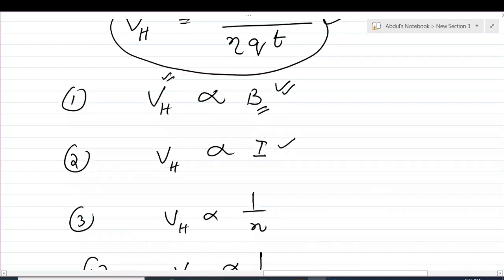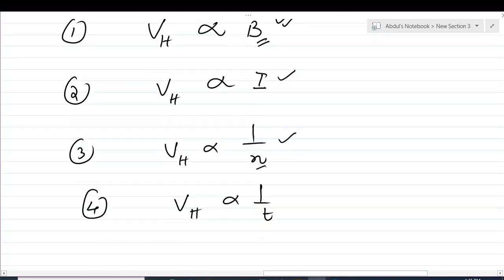It's directly proportional to current, but look at this. If the number density is large, meaning if the crystal is a good conductor material, it has more free electrons per unit volume, then the Hall's voltage will be small. It means for a bad conductor, Hall's voltage will be more. For a good conductor, the Hall's voltage will be small. Number density and VH are inversely proportional, right?